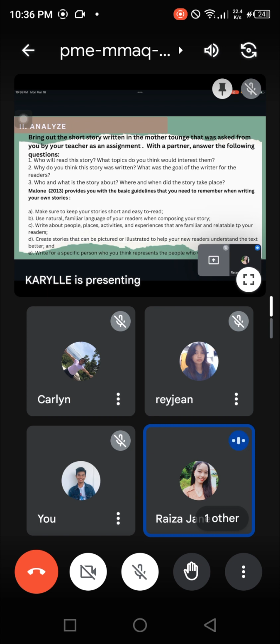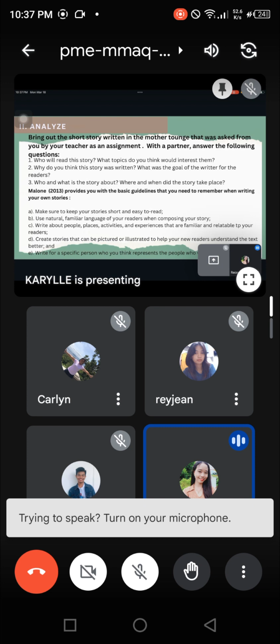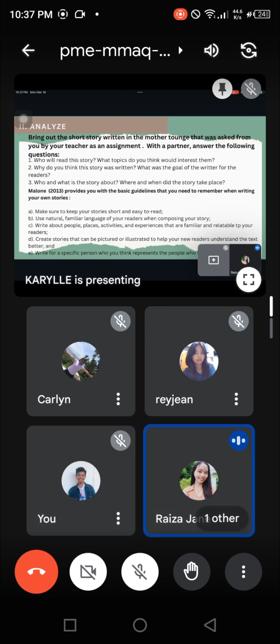So, kailangan na alam natin kung sino ba yung, para kanino yung story natin na ginawa at anong topics yung mga magiging interest sa mga mambabasa natin. And then, why do you think this story was written? So, para saan ba yung story natin na yon or kung ano man yung story na nakuha natin? And what was the goal of the writer for the readers? Kung ano nga ba yung naisipahiwatig ni writer dun sa story niya para dun sa mga reader.